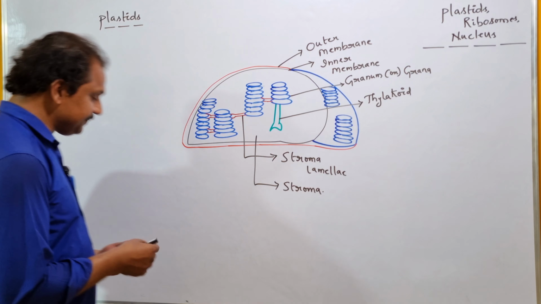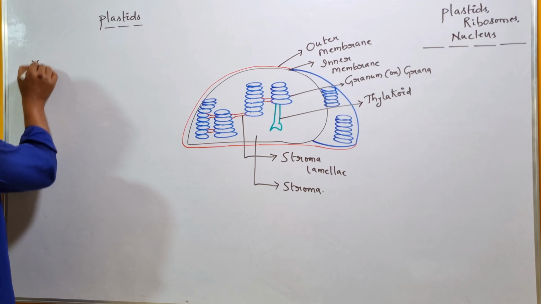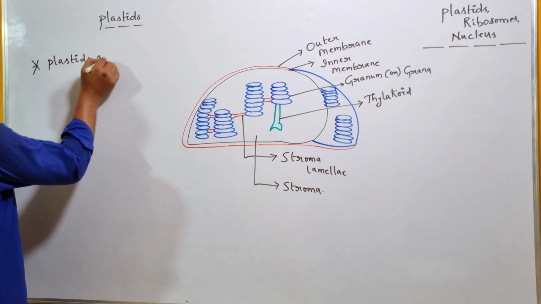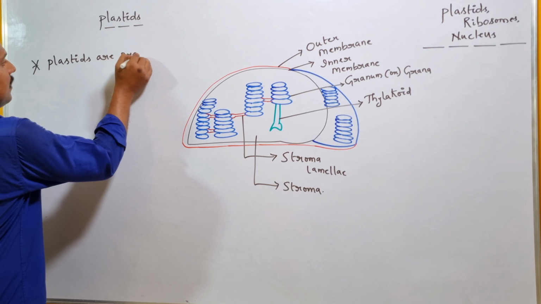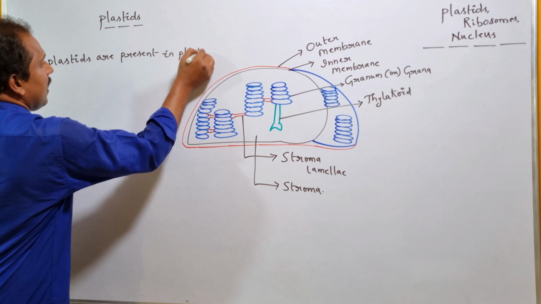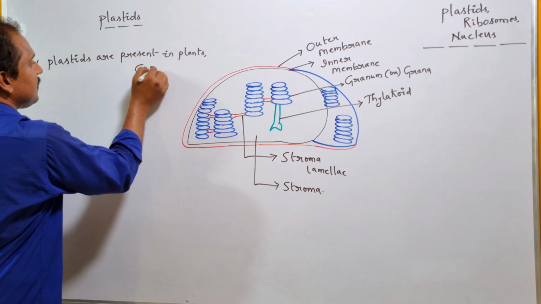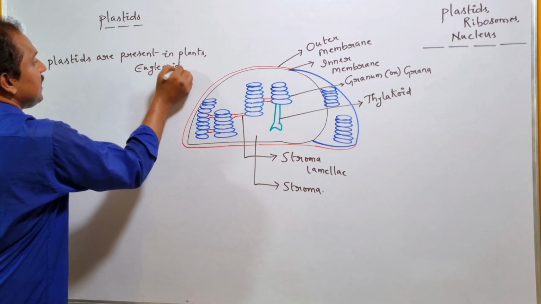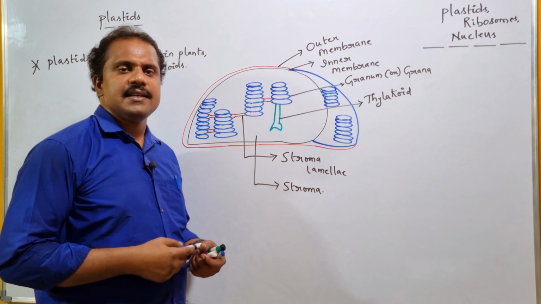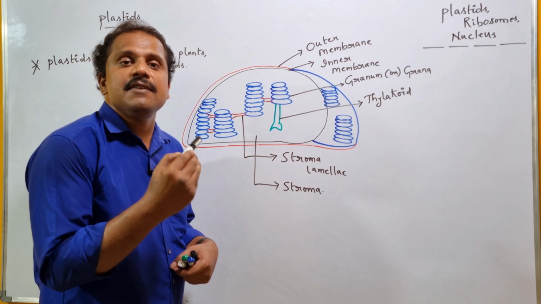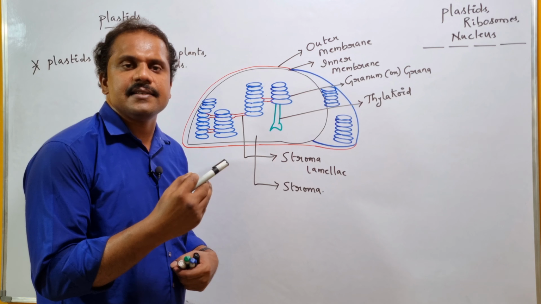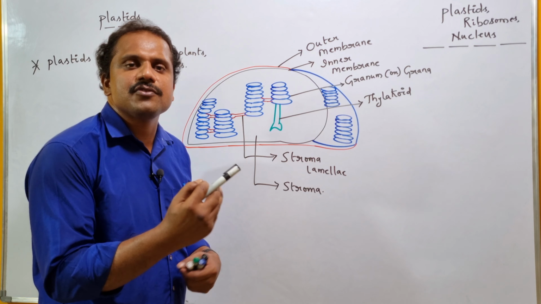So let me write it here. Plastids are present in plants as well as in eukaryotes. And these specific plastids are absent in bacteria. So if we consider the particular plastids, they can be easily visualized under microscopic observations. As the plastids are larger in size, they can be easily visualized under microscopic observations.